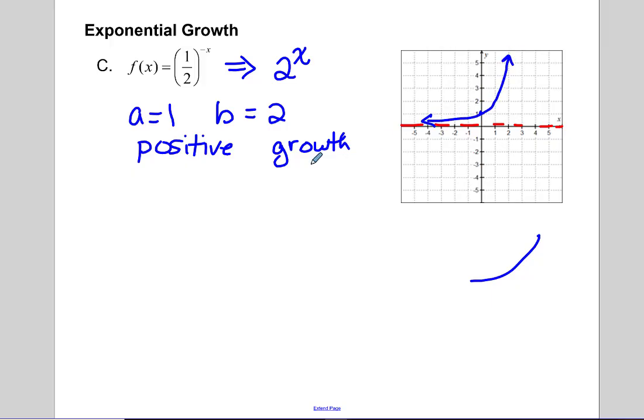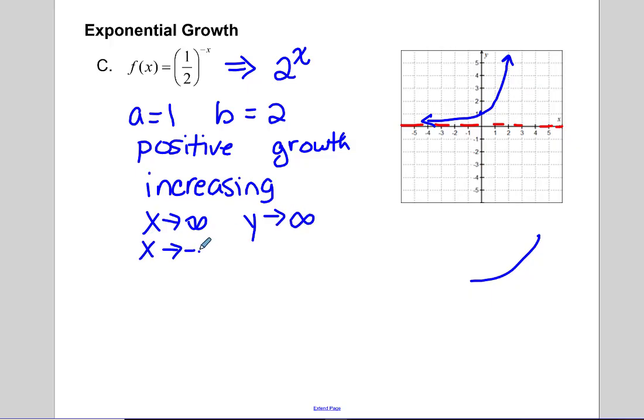Yeah, positive growth like that. It's an increasing function. It's concave up. When x goes right, y goes up. And when x goes to negative infinity, y is almost at 0.